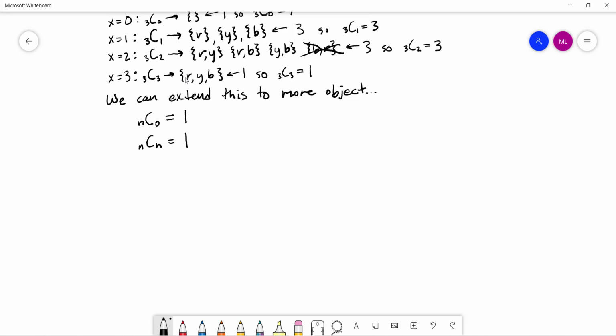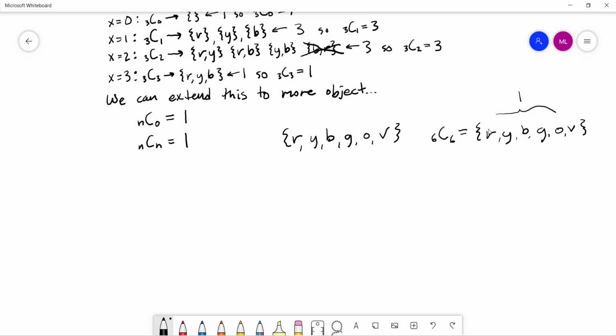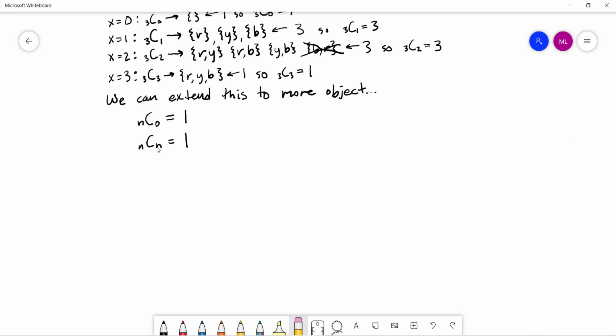If I extended it to red, yellow, blue, green, orange, violet, whatever. If this was my big set, and I now have 6 objects, what is 6 choose 6? What is the one way to take all 6 objects out? You take all 6 objects out. There's only one way to do that, right? Because we don't care about the order. So you just take them all out. This is only one way to do it. So n choose 0 is always going to be 1, and n choose itself, if the number is the same on both sides, that will always be 1.